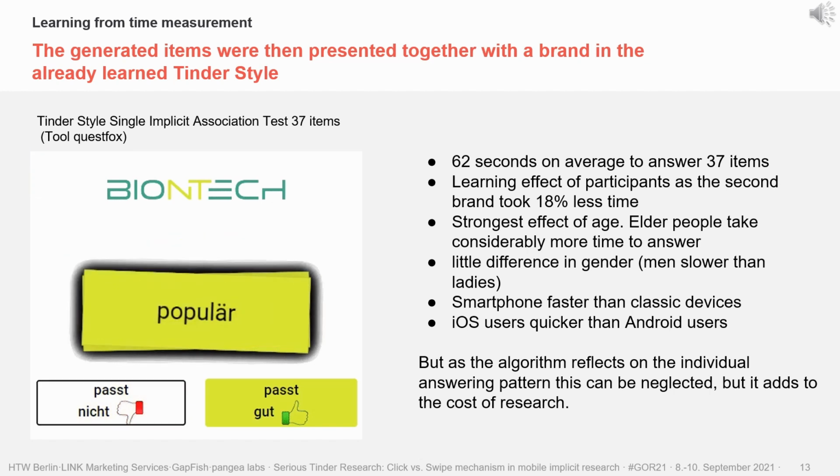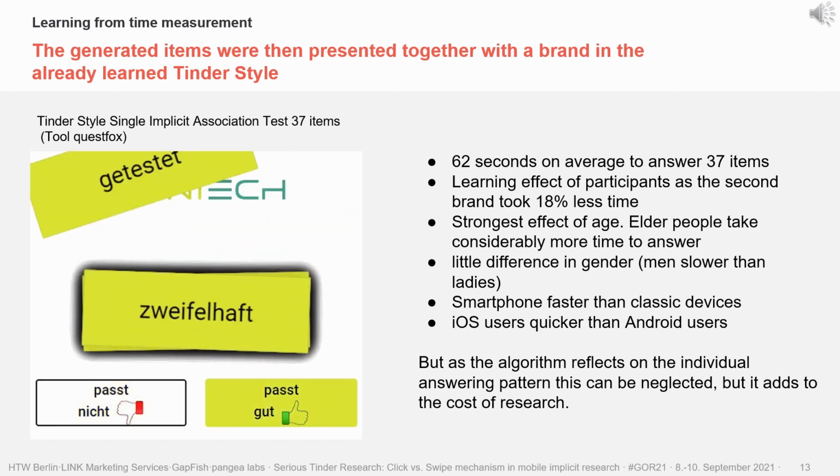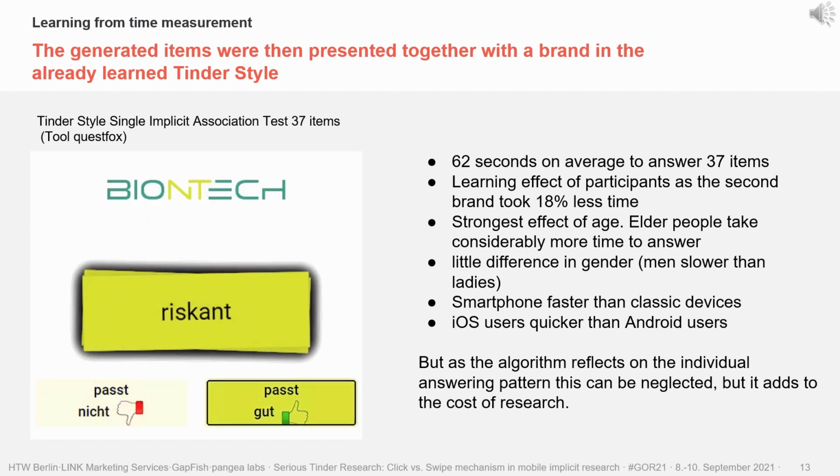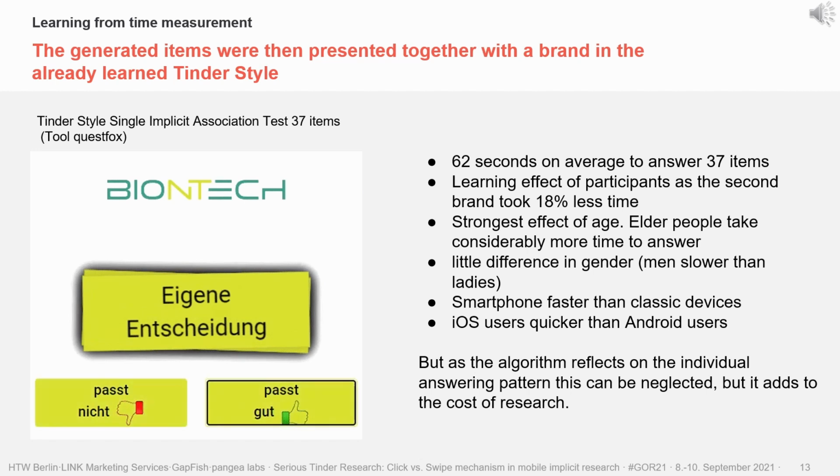Age explains best the difference in answering time. A little gender effect shows that men answer slower compared to ladies. The device effect is also present. Respondents perform much quicker on touch devices. And iOS users answer quicker than Android users. They just don't have the time for that kind of research. But as the algorithm reflects on the individual answering style, all of this can be neglected. It just adds a little bit to the cost of research without interfering with the results.